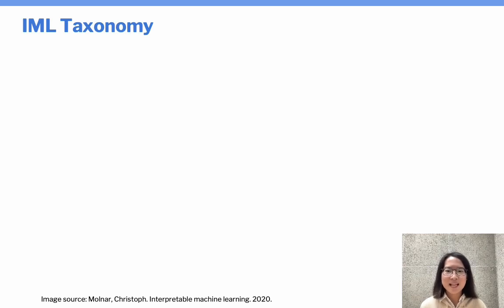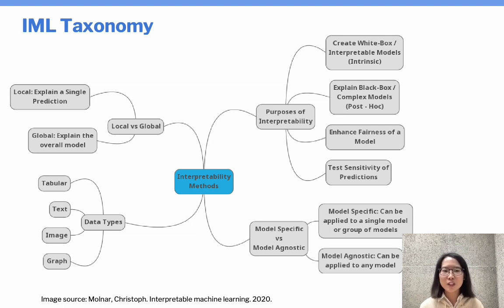Now let's take a look at the IML taxonomy. There are actually a lot of IML methods being developed to serve different purposes, and different IML methods tell a different story. By having an understanding of the taxonomy, you will know what is a suitable method for your problem. So firstly, IML methods can be classified by whether they are local methods or global methods. Local methods only offer the explanation for a single prediction, while global methods tell you how the input variable is linked to the overall result.